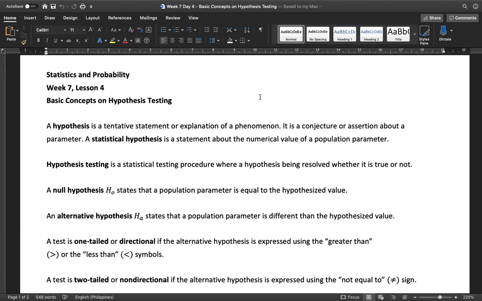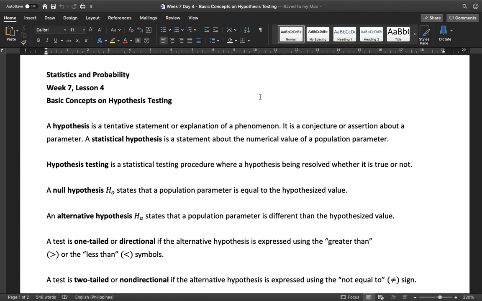Hey everyone, today we're going to discuss the basics of hypothesis testing. Since our last lesson natin, we've learned how to estimate the population mean or the population proportion or even how to determine the necessary sample size in our study. This time we're going to deal with formulating hypotheses and how we're going to test hypotheses using statistics.